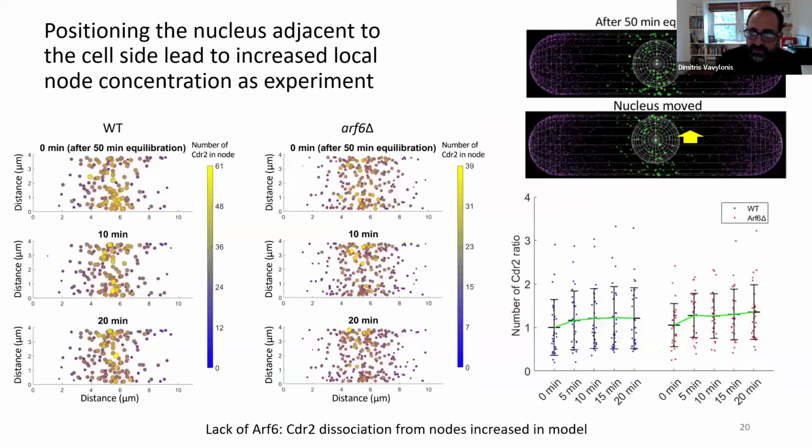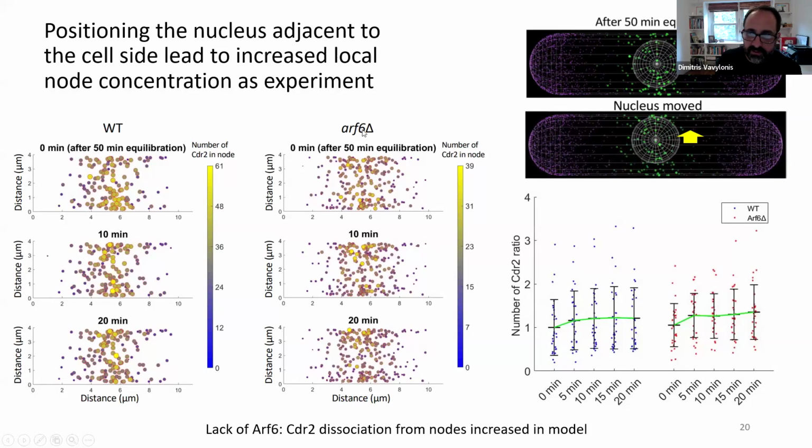But we want to test this, if the nucleus is really an important player in this pattern formation process. So first of all, we want to see if this model can explain the observation of higher number of nodes when the nucleus is displaced to one side of the cell. And we do observe that. So this is a simulation of wild type cells.